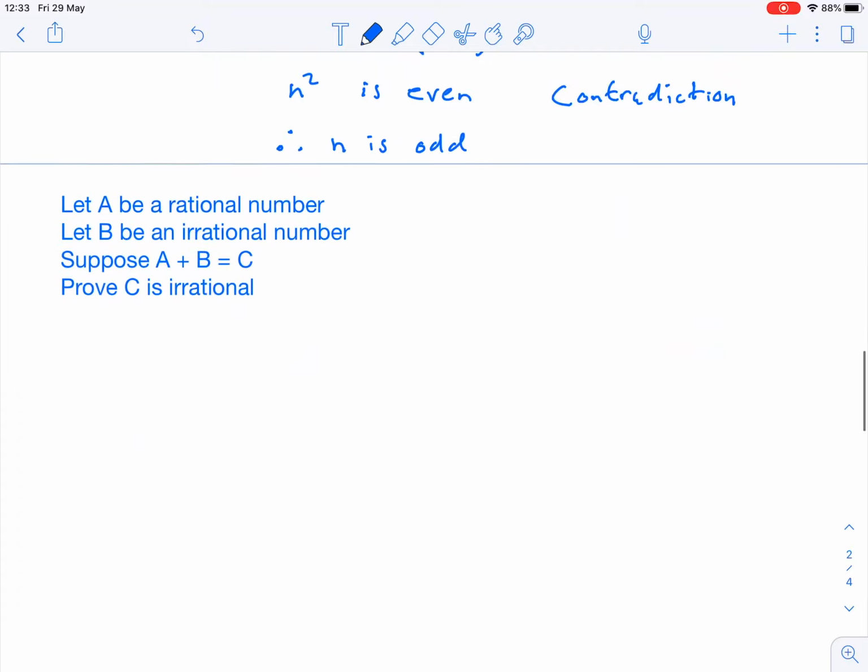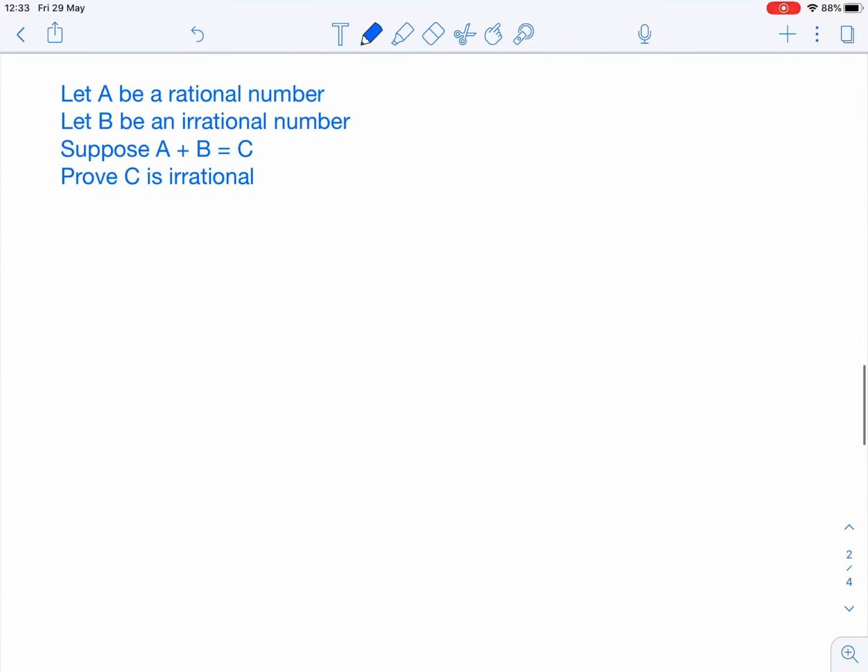Here I've got one that I've made up myself. Let a be a rational number. Let b be an irrational number. And suppose that a plus b equals c. Prove that c is irrational. So in everyday language here, what I'm saying is if you add a rational number to an irrational number, you automatically get another irrational number. So let's set about proving this by contradiction.